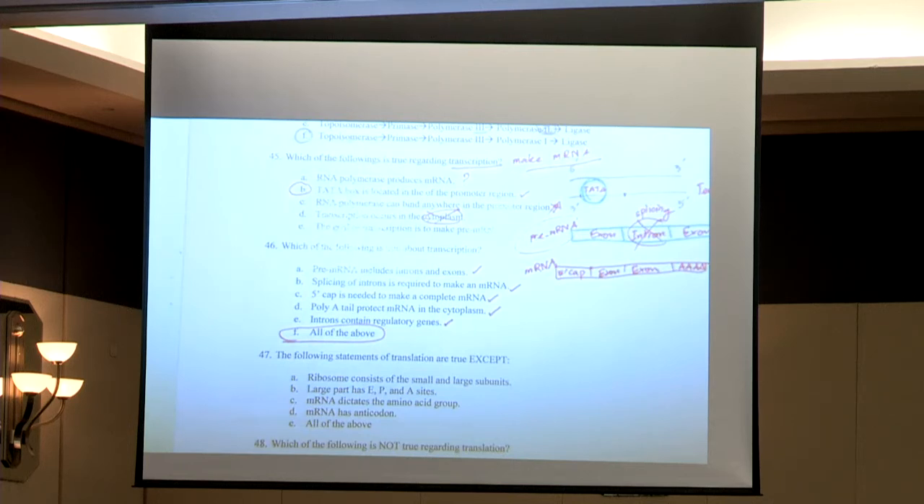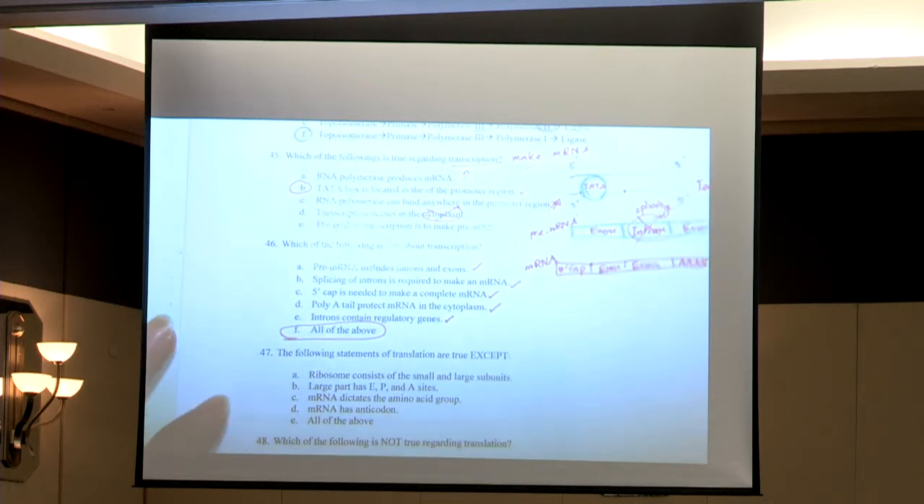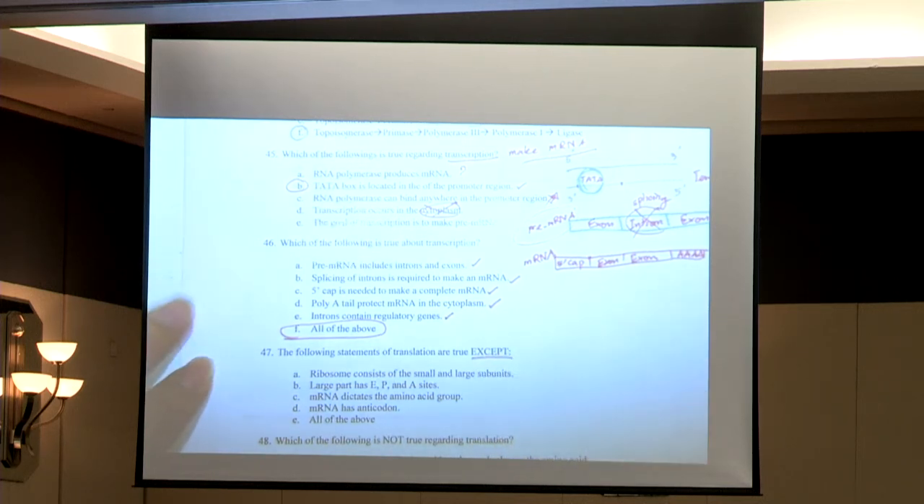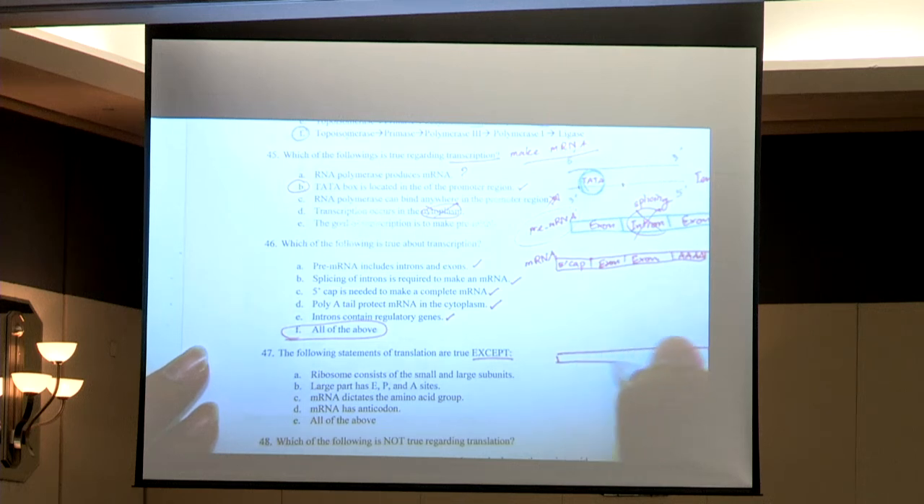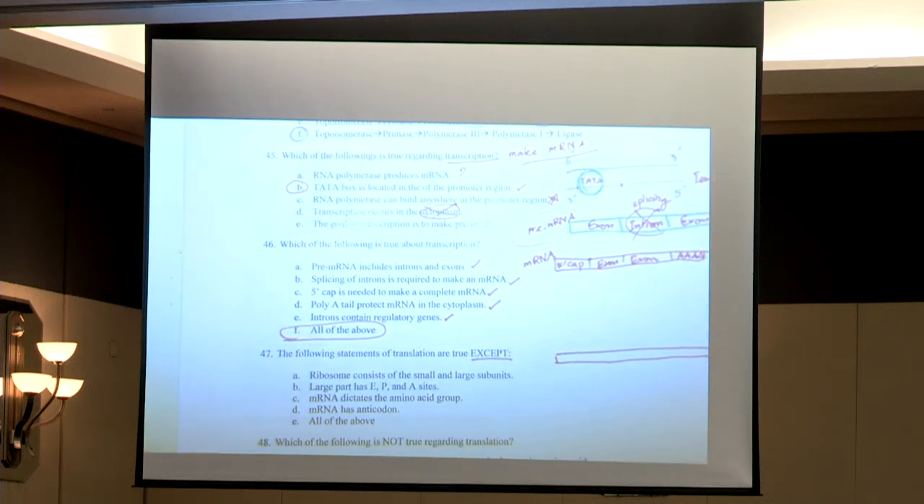Okay, the following statements of translation are true except, so now again, except, be careful. So ribosome consists of small and large subunits. Instead of this, let's go through the steps of translation a little bit. We start from this mRNA, right? Once we have mRNA from transcription, this mRNA moves from the nucleus into the cytoplasm, right? And in this cytoplasm, mRNA can find the ribosome, right?